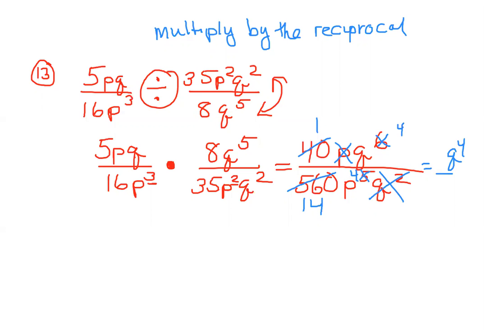Q to the 4th over 14p to the 4th. And that is our answer for number 13. Okay, let's look at number 14. Same thing. The reason we're putting these together is because all you do is flip one and then you solve it the exact same way that we just solved the multiplication.